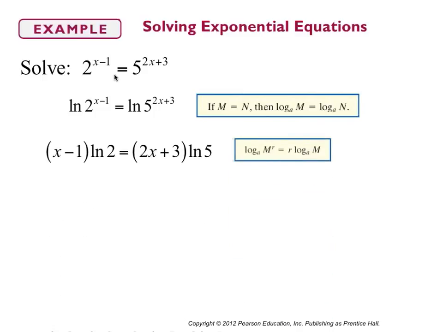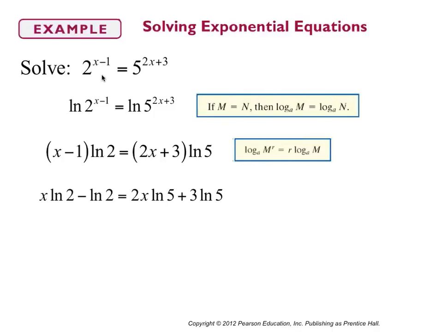Make sure you put parentheses around your exponents so that you don't forget to distribute. So on the left-hand side, we have the quantity x minus 1 times ln of 2 equals the quantity on the right-hand side, 2x plus 3 times ln of 5. Now, it's really important to keep in mind that ln of 2 and ln of 5 are just numbers, okay? If you just pretend they're a 2 and a 5, you're going to treat them the same way. So you want to distribute ln of 2 and ln of 5 to everything on their respective sides.